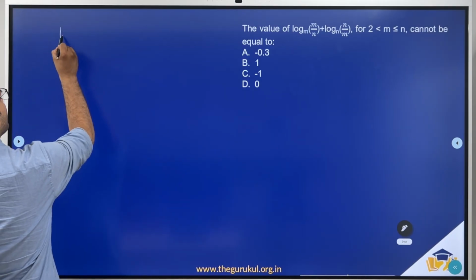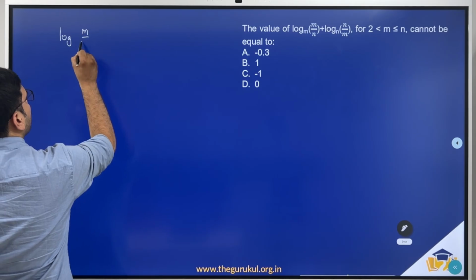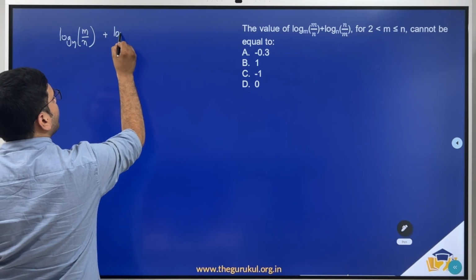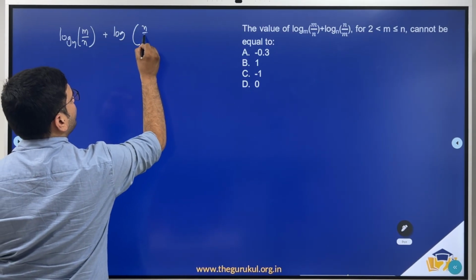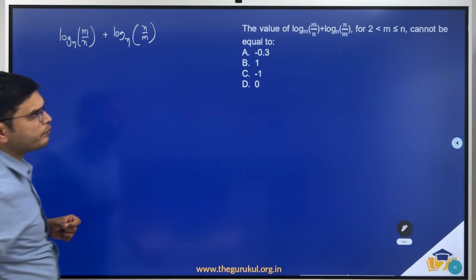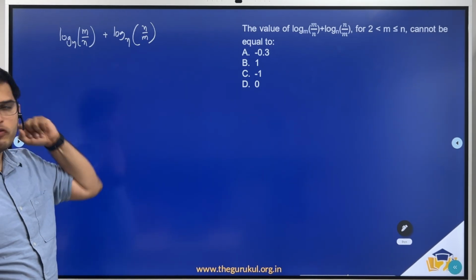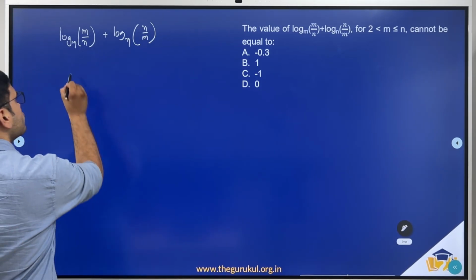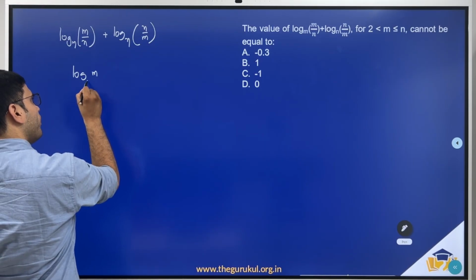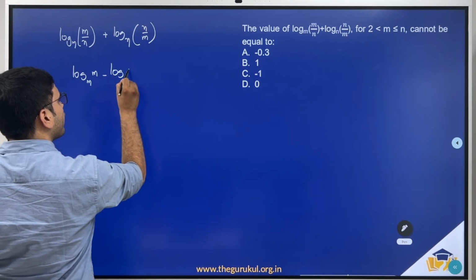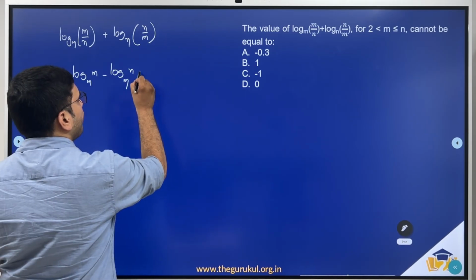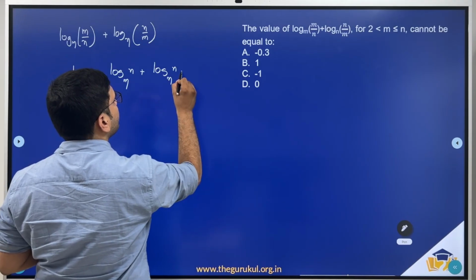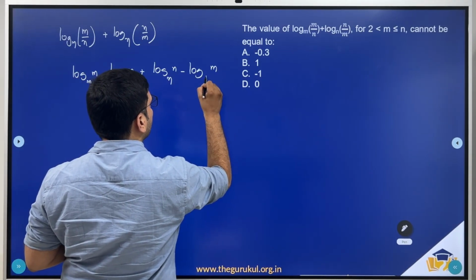So we are given log m/n to the base m plus log n/m to the base n. We should be finding the possible values of this. Log m/n is nothing but log m minus log n. So I'll be writing this as log m to the base m minus log n to the base m, plus, similarly, log n to the base n minus log m to the base n.